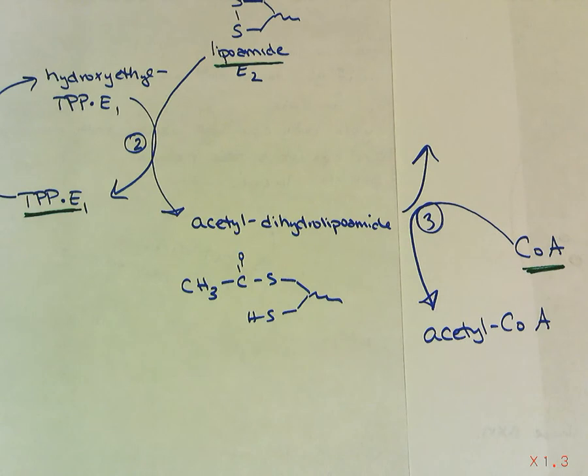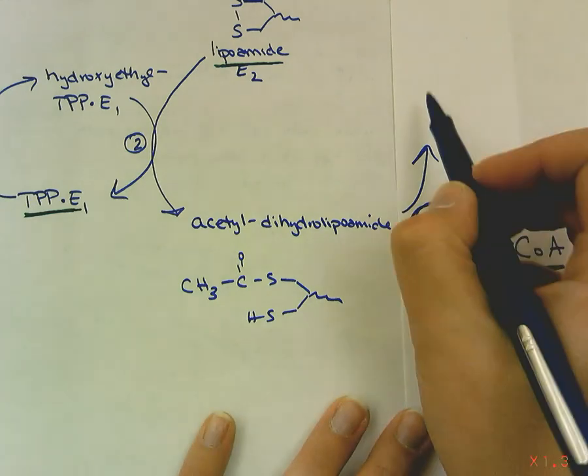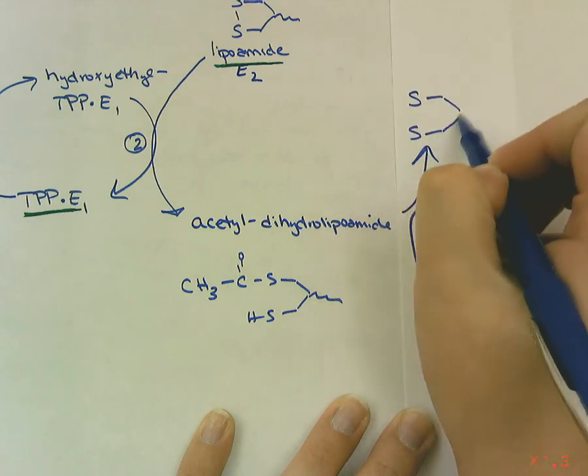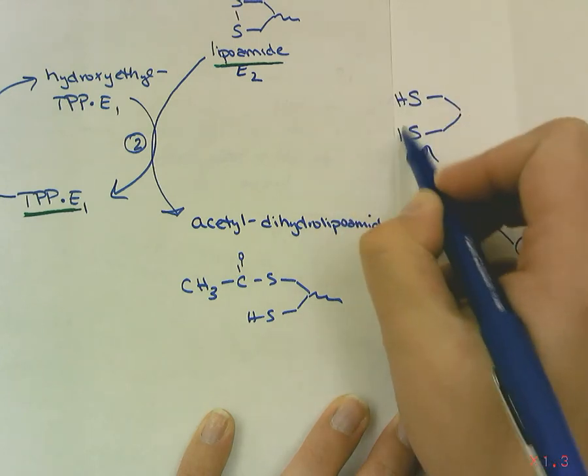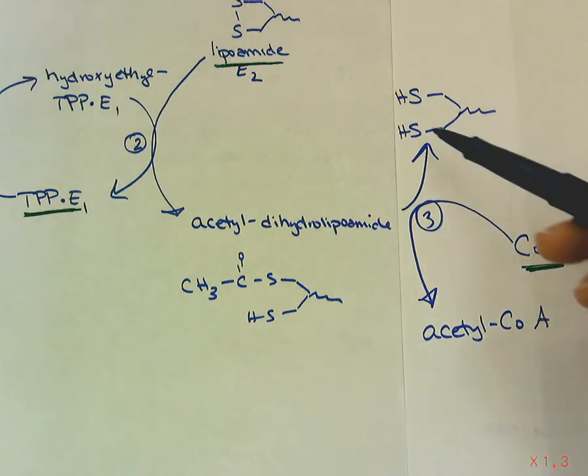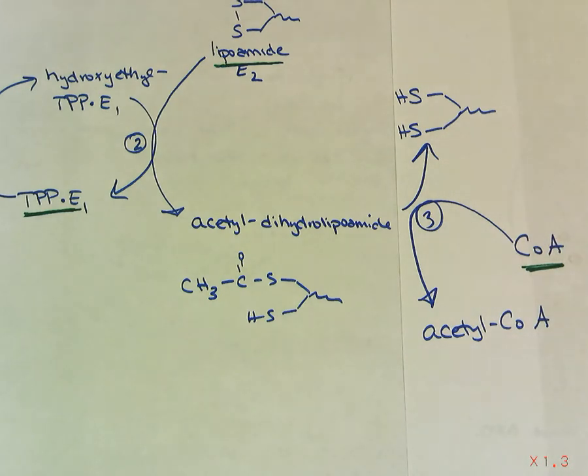So CoA comes into the E2 area, grabs the acetyl group, floats away with it. I've now made acetyl-CoA. So steps 1, 2, 3 make acetyl-CoA. But now I need to spend the last 2 steps getting my enzymes back into their original shape so they can go through it again. Right, so if I looked at what I had left here, that's what I have now. I've kicked off the acetyl group and now I have this lipoamide that's not a cycle.